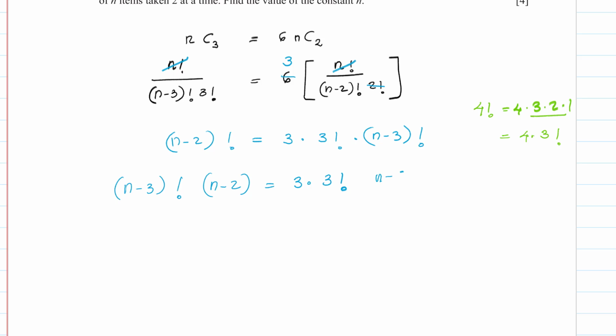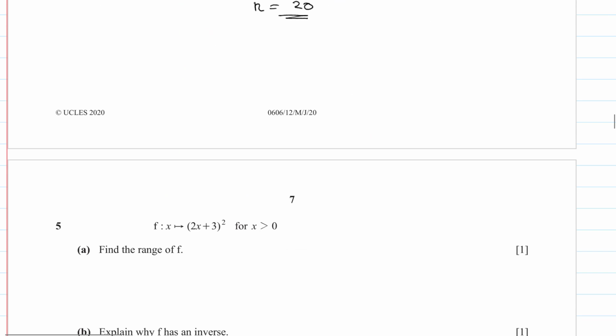Now, n minus 3 factorials are the same. We can cancel them out again here. Okay? Yeah. So now 3 factorial is 6, multiplied by 3 is 18. So n minus 2 is 18 and therefore n is equal to 20. And that is the answer to the question. Right. Yeah. Let's continue, Amrita.